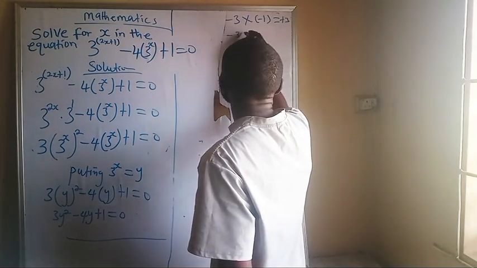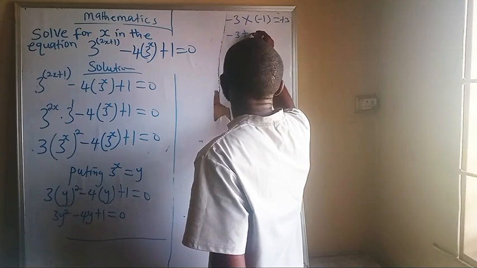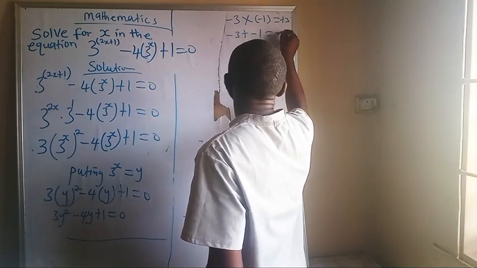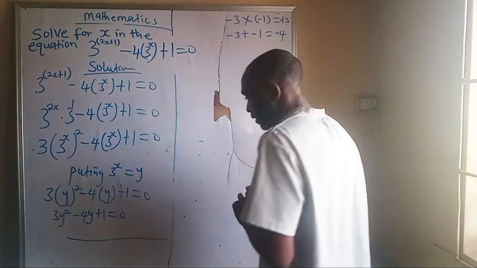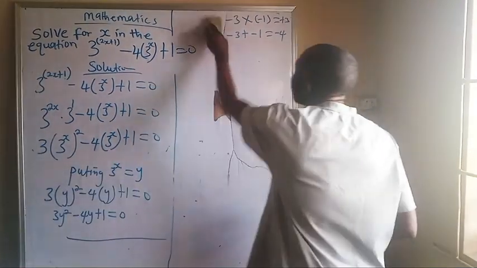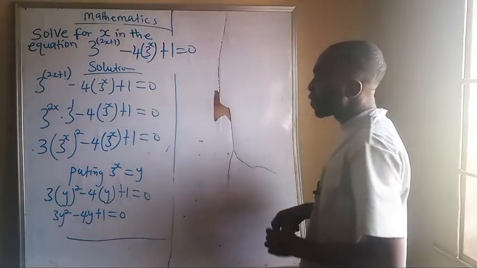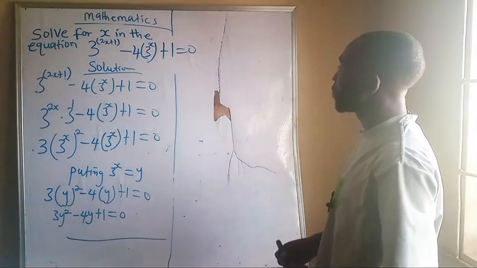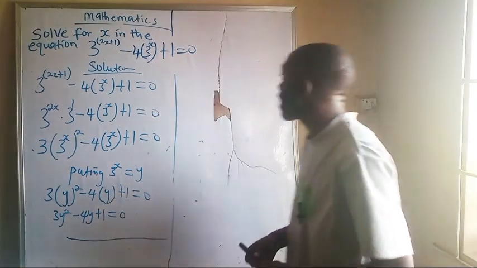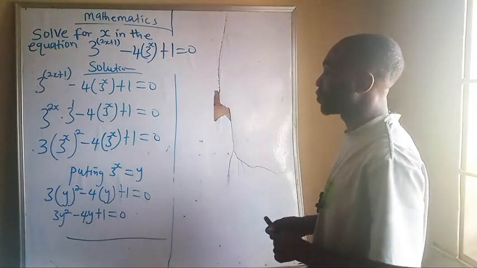And -3 plus -1 will give us -4. So the two possible numbers that when we multiply give +3, and when we add give -4, are -3 and -1.